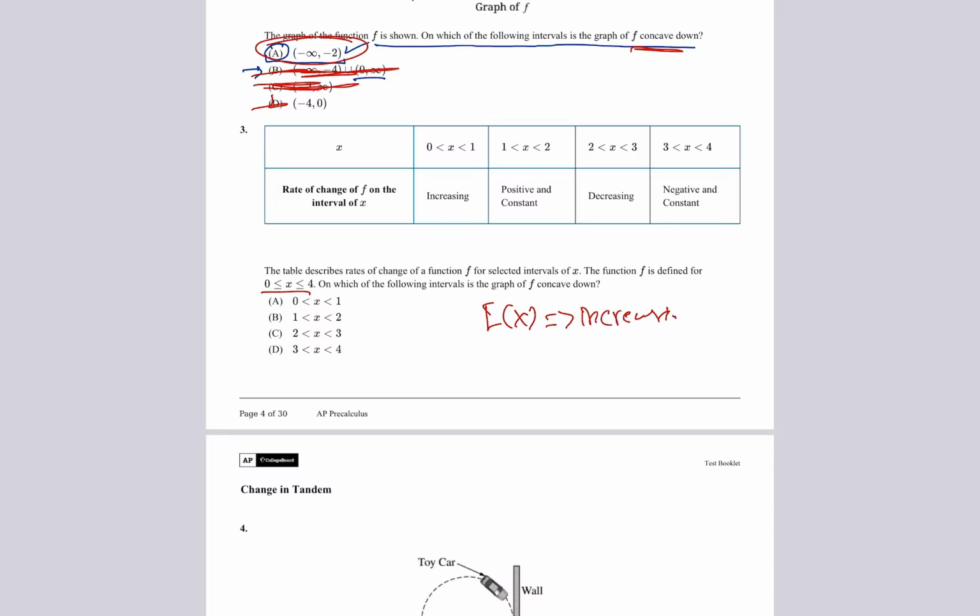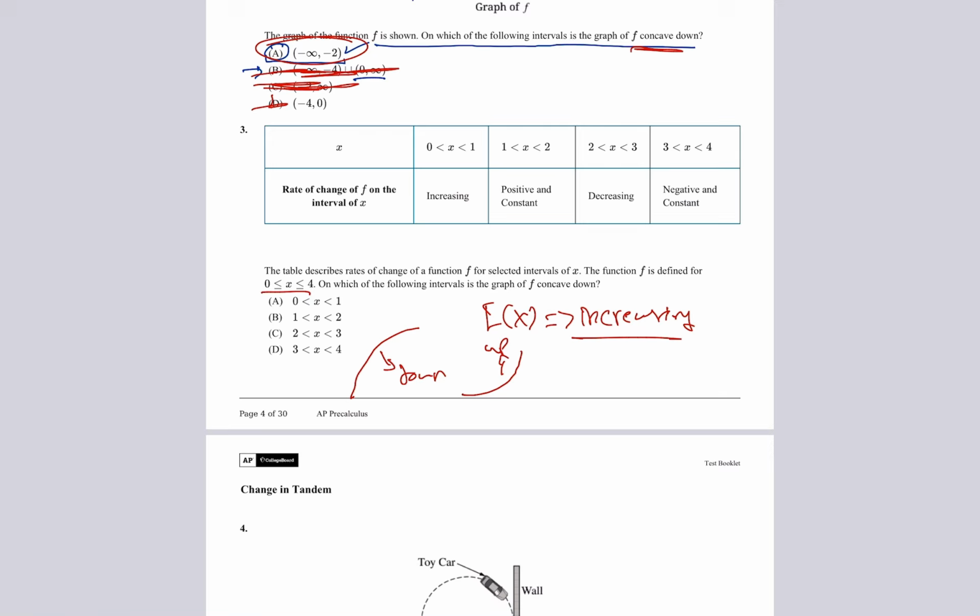This has nothing to do with whether the function is concave up or concave down. A function may be increasing, but it's concave down. This is concave down, right? And a function may be increasing and it's concave up. How do you determine whether a function is concave up or concave down?